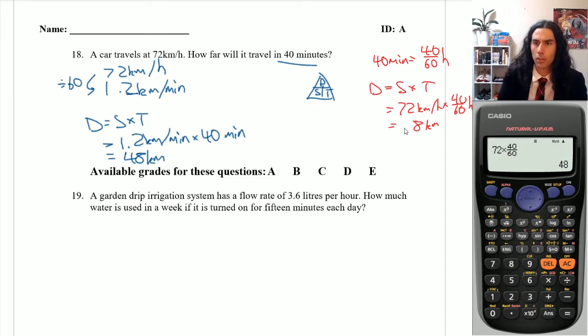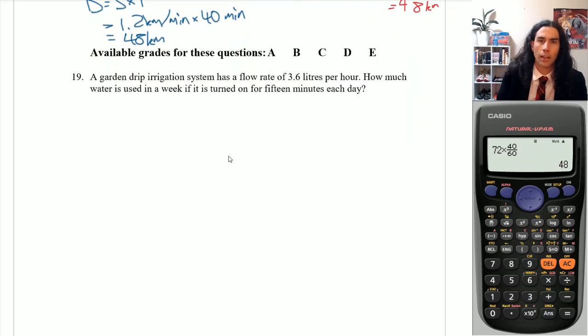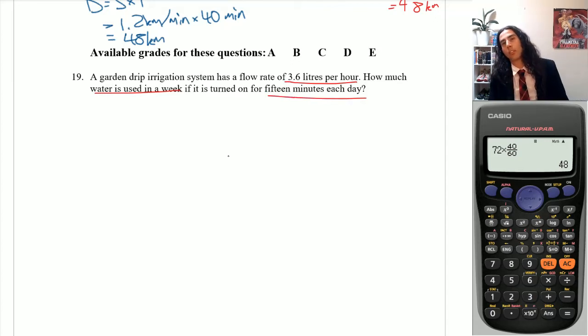Making mistakes. All right, A-level, long test. Garden drip irrigation system, blah, blah, blah. I see that number, 3.6 liters per hour. That's all I care about. The rest is just fluff. How much water is used in a week if it's turned on for 15 minutes each day? So find the amount each day, times it by 7.